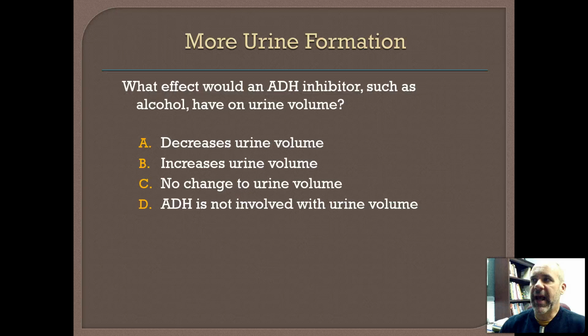Okay, what effect would an ADH inhibitor such as alcohol have on your urine volume? All right, so if you inhibit ADH, remember ADH does what? It concentrates the urine. It triggers water to be reabsorbed out of the urine. So if you're consuming a lot of alcohol, ethanol like you have in beer, wine, and liquor, it inhibits ADH, which means you're not going to be able to concentrate your urine.